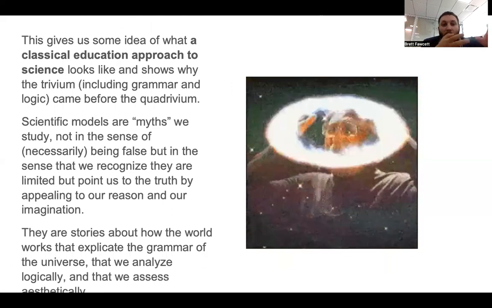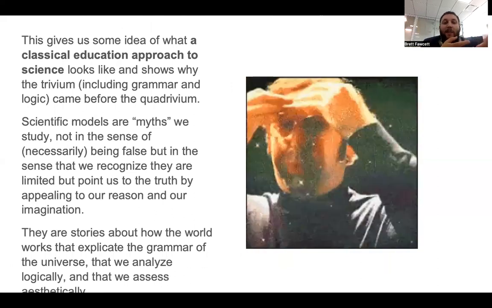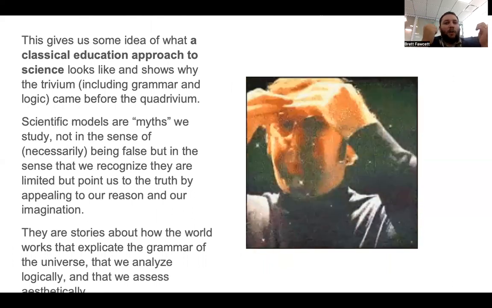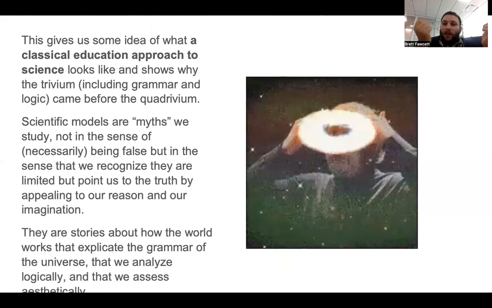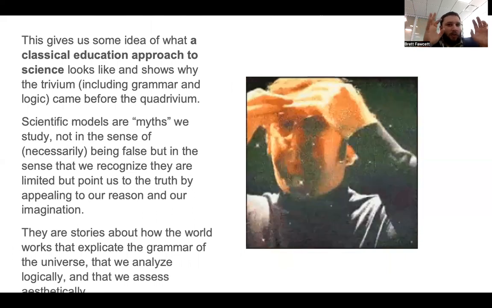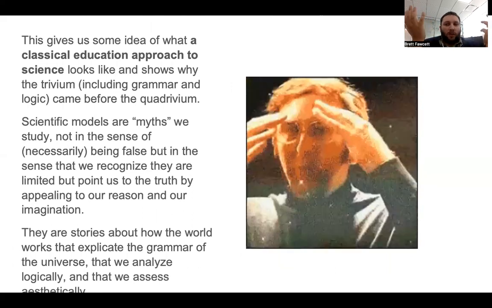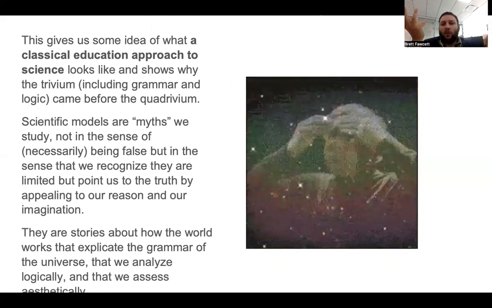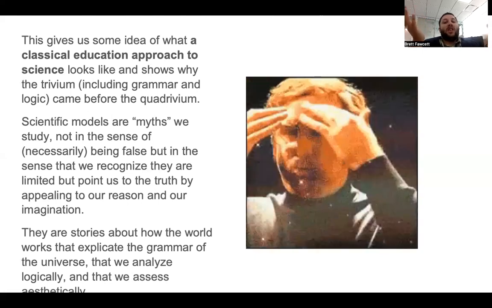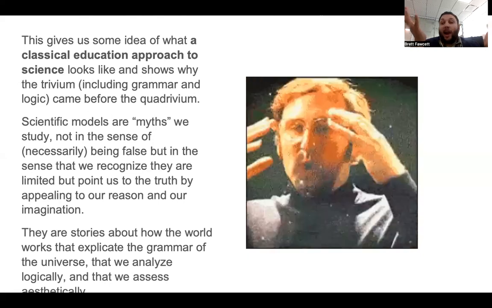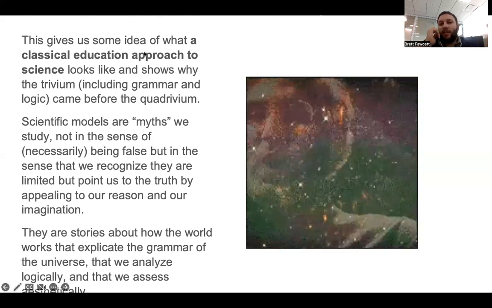And it shows why the trivium, grammar and logic, came before the quadrivium. Right? If you want to look at it this way, scientific models are myths we study, not in the sense that they're necessarily false, but in the sense that we recognize they are limited, but they point us to the truth by appealing to our reason and to our imagination. They're stories about how the world works that explicate the grammar of the universe, that we analyze logically, and that we assess aesthetically.